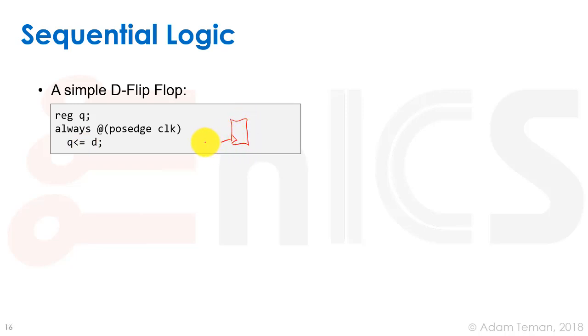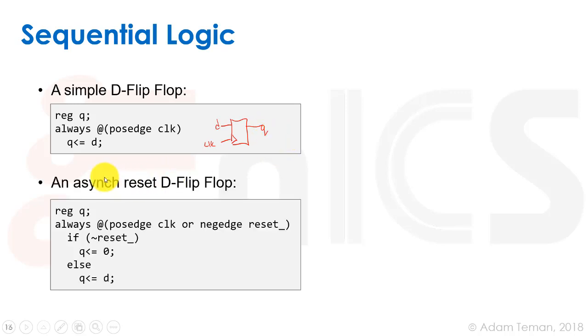So that makes a flip-flop. It gets a signal clock over here. It gets a signal D over here, gets a signal Q over here, and we have a D flip-flop. No reset, no enable, no nothing. Then we have an asynchronous reset D flip-flop. So this will have a reset signal, and it will be an asynchronous reset.